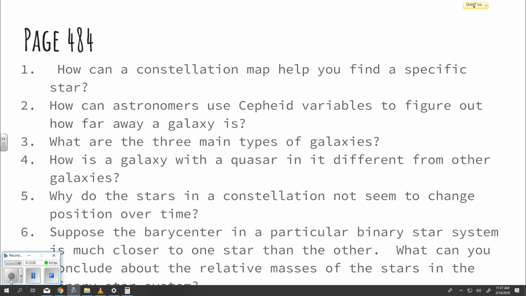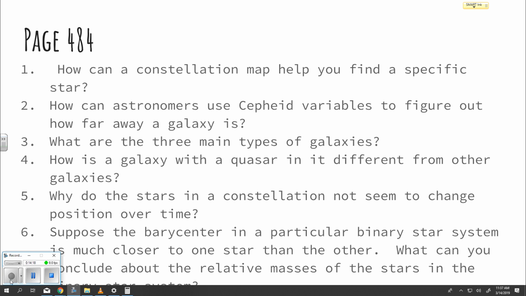Question number 3. What are the 3 main types of galaxies? Answer can be found on page 483. Answer is spiral, elliptical, irregular.